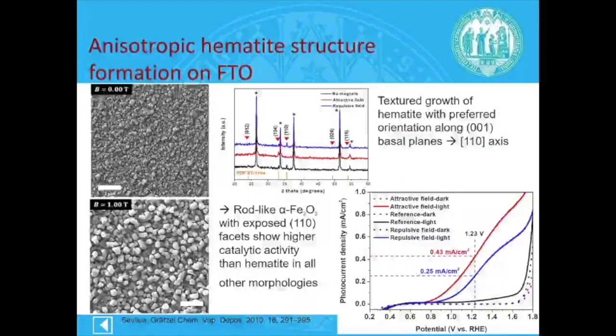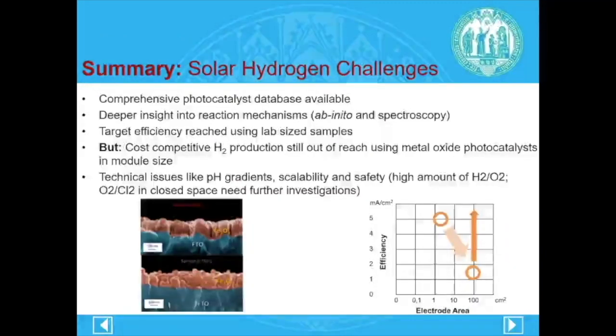So with this, I would like to come to the end. In summary, what I've been able to show you is that there is a comprehensive photocatalyst database available for splitting water to create solar hydrogen. We need a deeper insight into the reaction mechanism, and this is being done by ab initio and operando spectroscopy, also in our group. And we have to move from the efficiency that we achieve on lab-size samples to larger samples in order to have cost competitive hydrogen production.